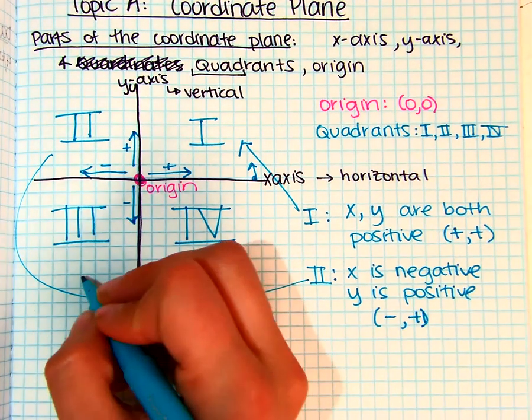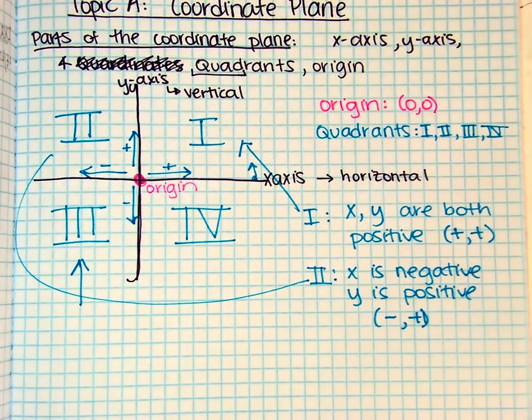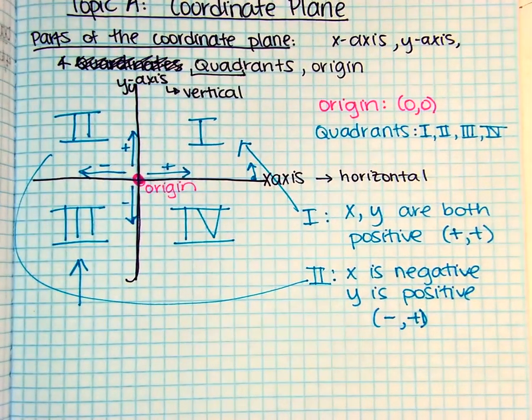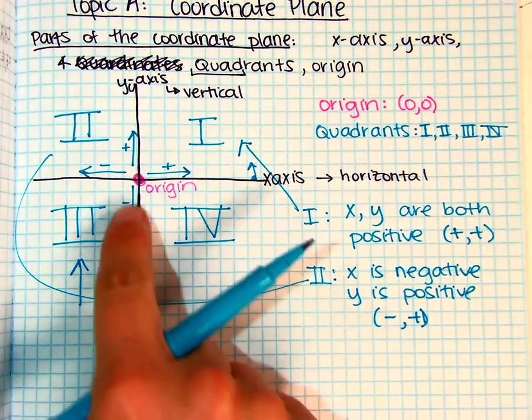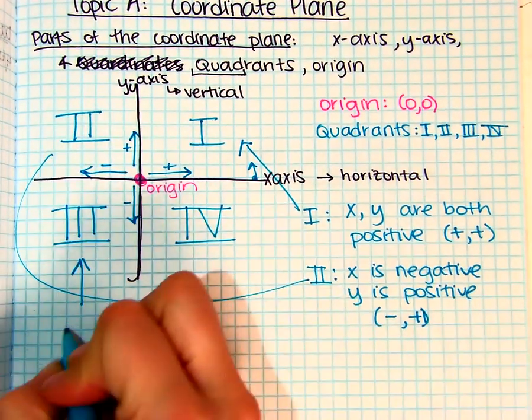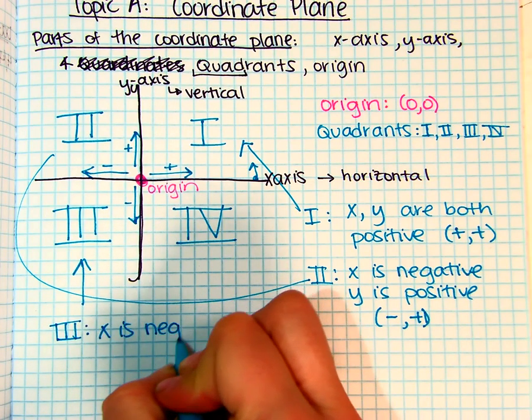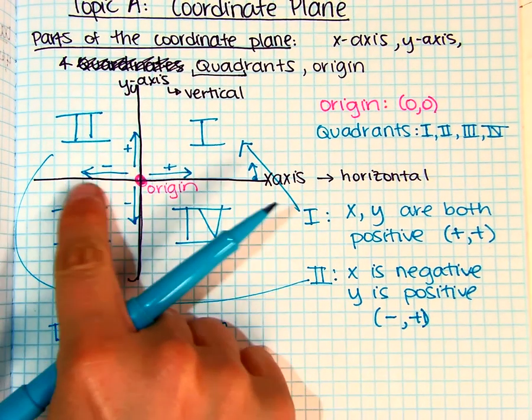Quadrant number 3. Sorry about that. So quadrant number 3, if we look, we have negative x. So quadrant number 3, x is negative, and y is also negative.